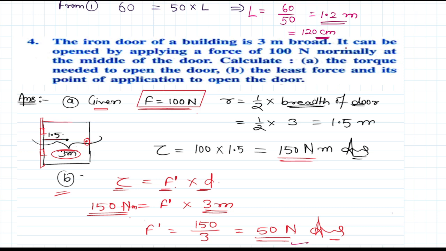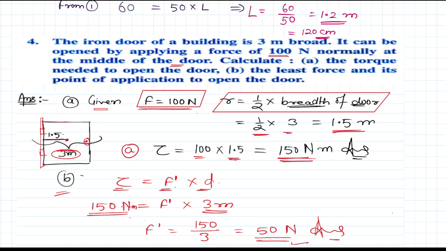It can be opened by applying a force of 100 Newton normally at the middle of the door. So calculate the torque needed to open the door. If we are applying force at the middle of the door, R will be equal to 1 by 2 of the breadth of the door. So it is 1 by 2 into 3, that is 1.5 meter. So torque equals 100 into 1.5 equals 150 Newton meter. So this will be the answer for the first part, that is A.